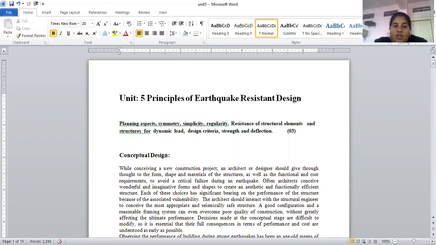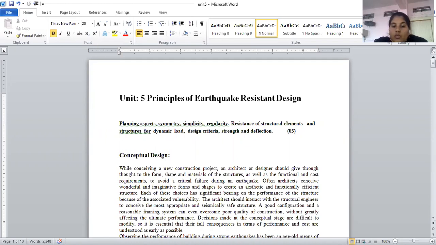In this lecture, and in tomorrow's lecture, we'll finish this unit number 5. After that, we'll go for the IS code. I will show you the different conditions and clauses from these IS codes, and how to use the IS code for solving earthquake forces for different types of structures. We'll solve one or two problems there for how to calculate the earthquake resistant forces of a multi-story building. But before going towards that chapter, we have to understand the principles here, and applying these principles we can go for calculating the different forces.